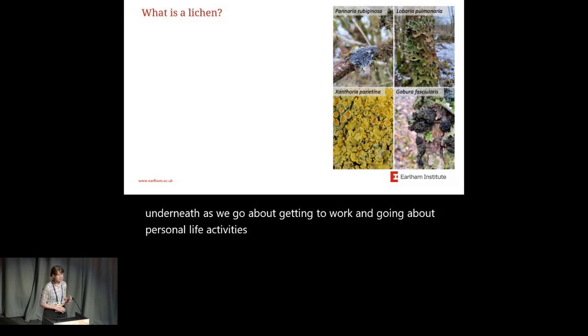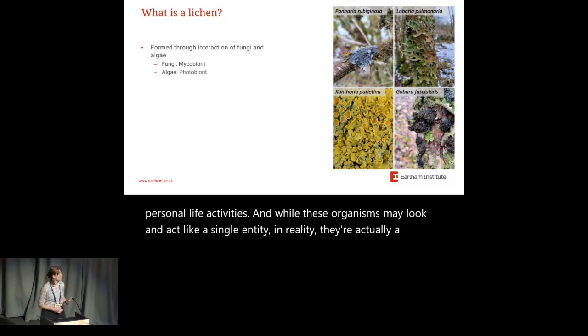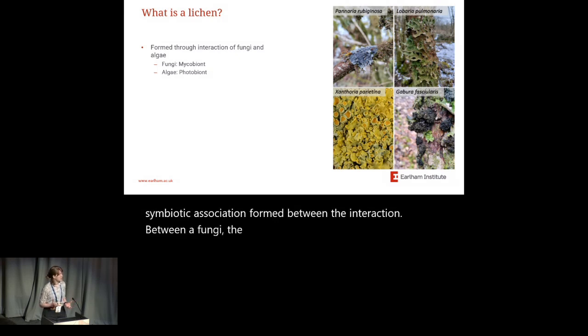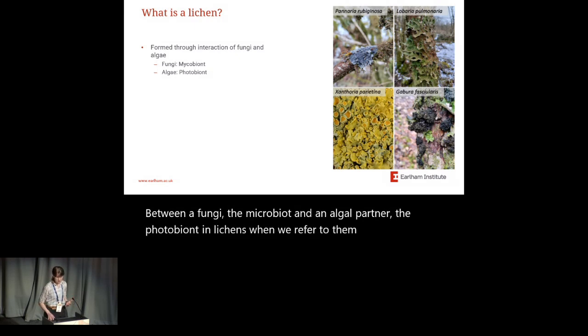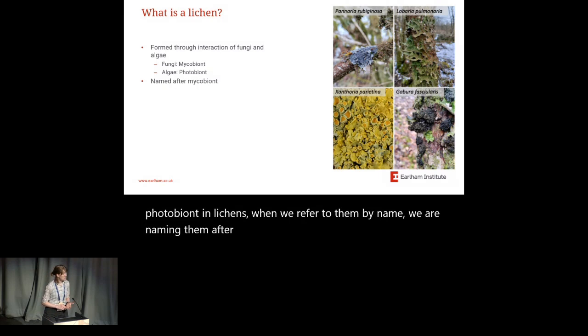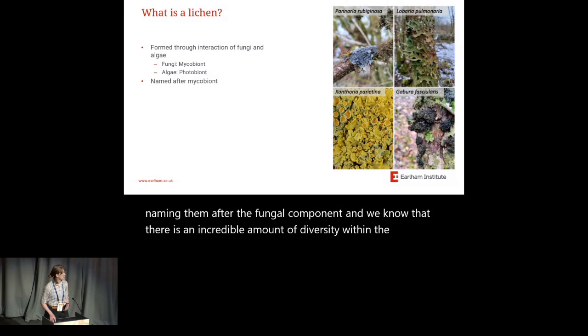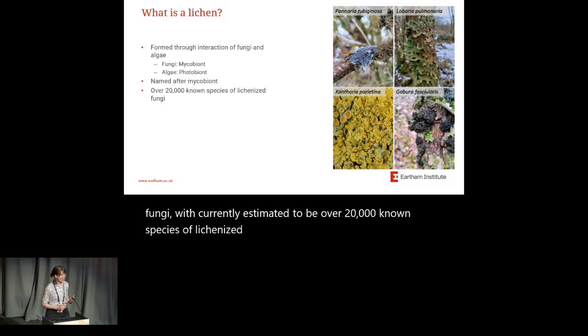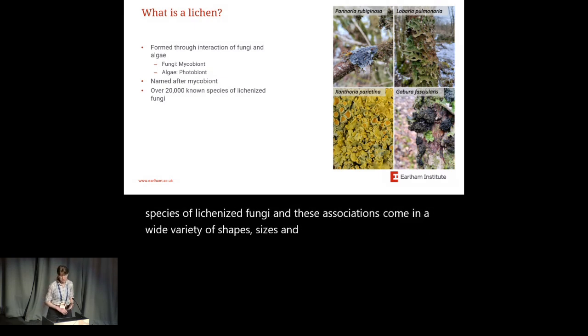While these organisms may look and act like a single entity, in reality they're a symbiotic association formed between a fungus, the mycobiont, and an algal partner, the photobiont. When we refer to lichens by name, we are naming them after the fungal component. There is an incredible amount of diversity within the lichenized fungi, with currently over 20,000 known species. These associations come in a wide variety of shapes, sizes, and colors distributed around the globe.